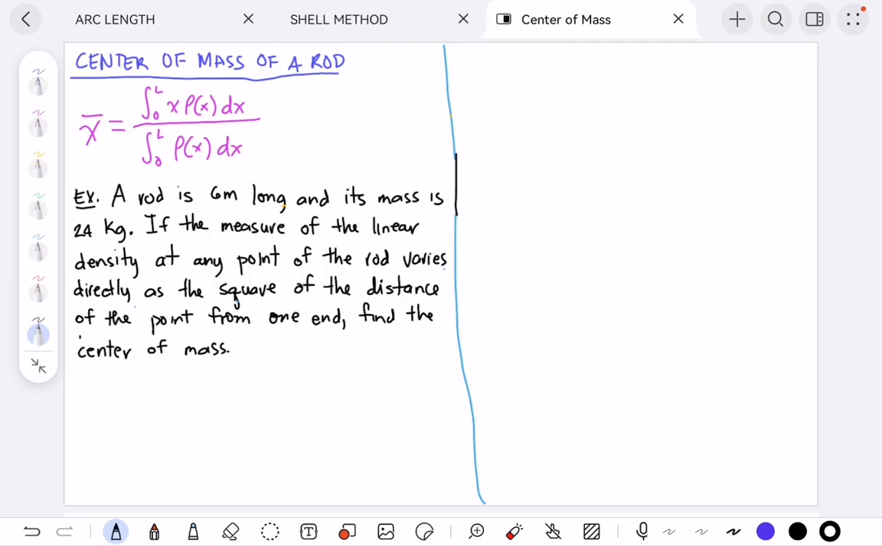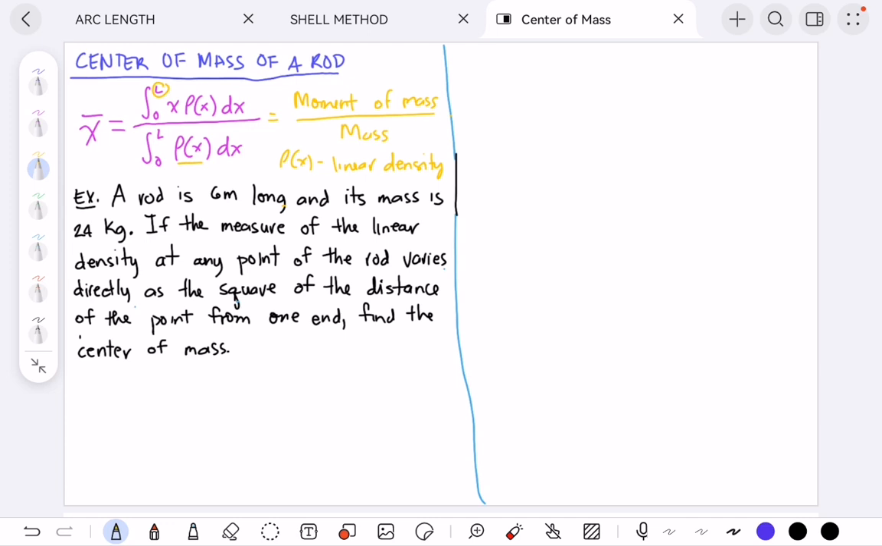Hello everyone, good evening. Before we look at more examples on the center of mass of a rod, let us recall the formula. X bar is equal to the moment of mass of the rod divided by the mass of the rod. During our class discussion, we derived the moment of mass. It's given by the integral of x times the linear density rho of x from 0 to L, where L is the length of the rod, while the mass is the integral of the linear density from 0 to L.